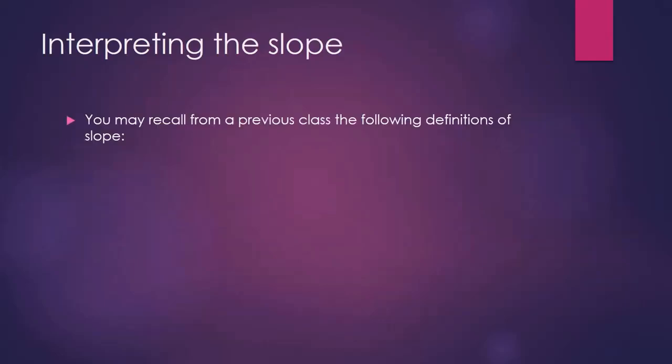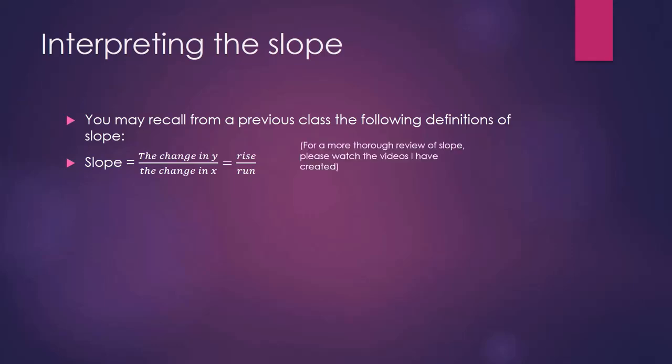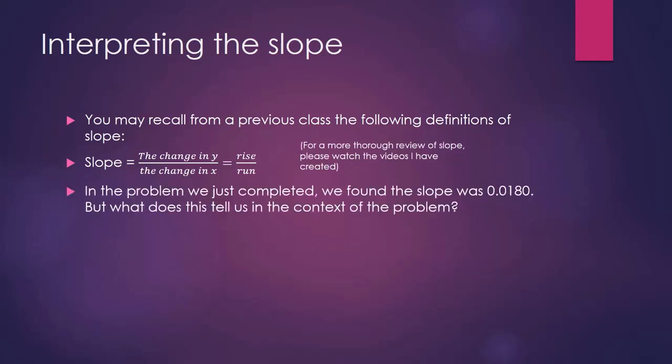Interpreting the slope. You may recall from a previous class the following definitions of slope. Slope is equal to the change in y over the change in x. It's also equal to the rise over the run. For a more thorough review of slope, please watch some of the videos that I've created on slope. In the problem we just completed, we found the slope was 0.0180. But what does this tell us in the context of the problem?